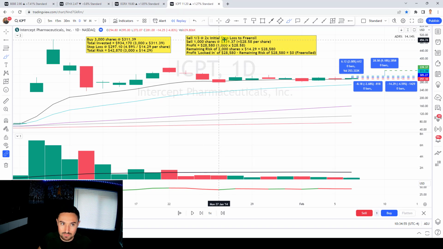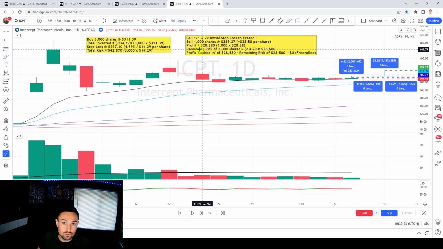Sell 1/3 at 2 times the initial stop loss to free roll. So I can sell 1,000 shares at $339, which is $28.58 per share. Because remember, our risk on the trade is $14.29. Times that by 2, we get to $28.58. Nice. So we then have a profit of $28,580. Why? Because we've sold 1,000 shares up here at $339.37. So 1,000 times the $28.58 profit per share is $28,580.